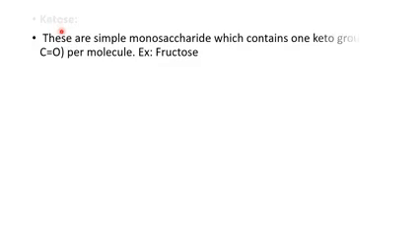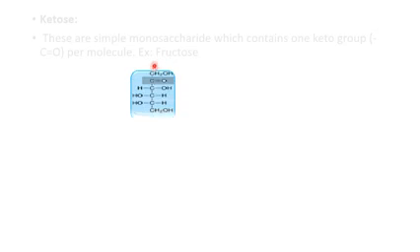The next one is ketose. Ketose has one keto group, one CO group per molecule. Example, fructose. Here it is the keto group, C double bond O, with a C at the bottom and also a C at the top. That is called a keto group. For an aldehyde, there will be one H attached to this carbon, but here you will have two C attached to this CO. That is a keto group.